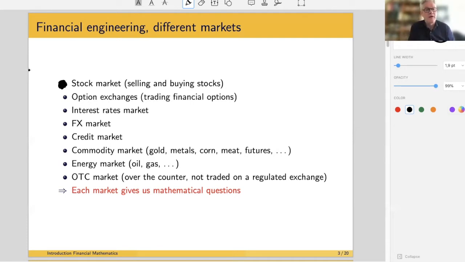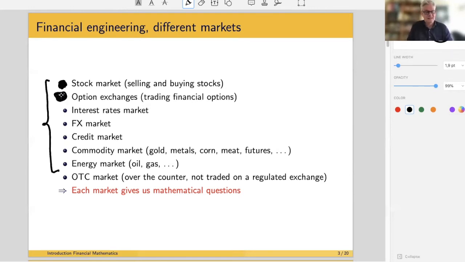And whereas all these markets are exchange traded markets, so they work with listed contracts on a market that are bought and sold, there's also an OTC market, which stands for over the counter. That is a market where two companies trade directly with each other, or a bank and a corporate trade directly with each other. So not on a regulated exchange with all sorts of rules and regulations, and also insurances if there's unavailability to pay. The OTC market is directly between two counterparties, and there are not such strict rules, of course. And what I want to tell you is that each of these markets gives us interesting mathematical questions, and we will focus on the stock and option market, basically.